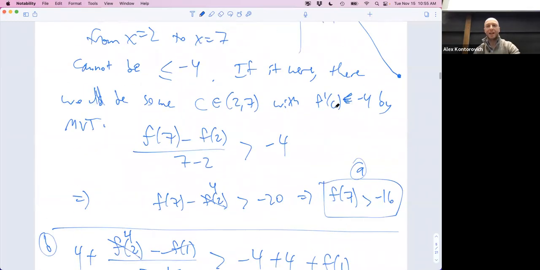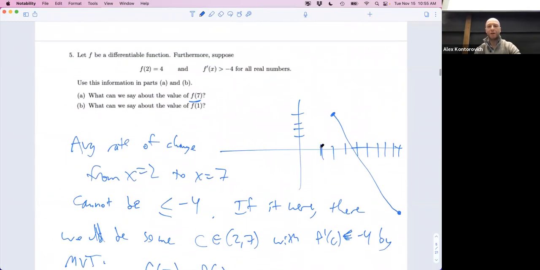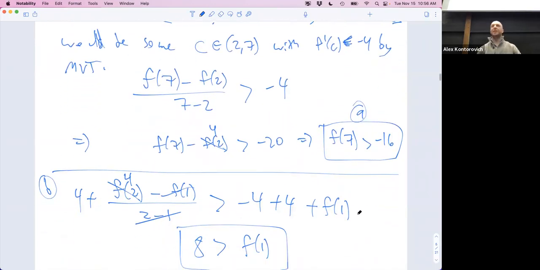What does that mean? If f(1) gets larger than 8, then the average slope from 1 to 2 is so low that there has to be some point in between with an instantaneous slope less than -4. Okay, so we constrain f(1). f(1) is constrained from above. It can't be larger than 8. f(7) is constrained from below. It can't be smaller than -16. Does that make sense?